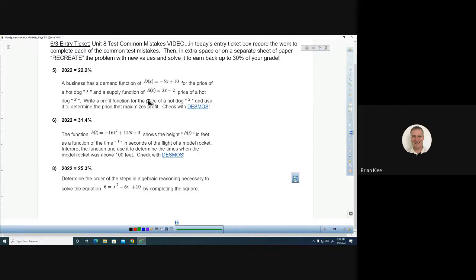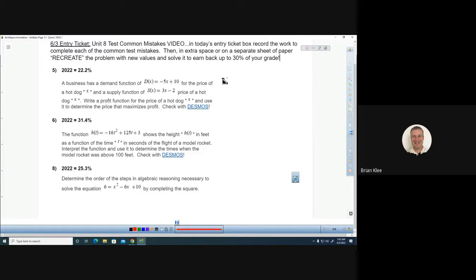And a supply function of S(X) = 3X - 2 for the price of a hot dog X. So X again is price, S is supply. And with that positive 3 there, that's telling us as the prices go up, the business would want to supply more of the hot dog because they think they can make more money. Ultimately, these two are going to cause a quadratic here shortly. Write a profit function for the price of a hot dog X and use it to determine the price that maximizes profit. Check with Desmos.